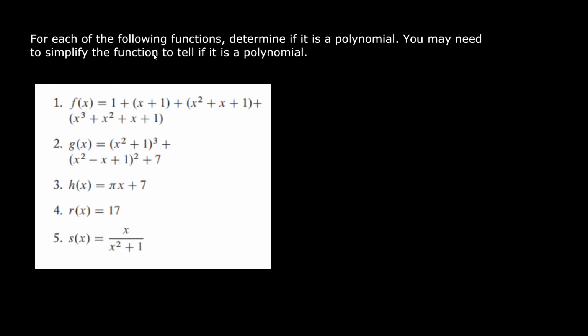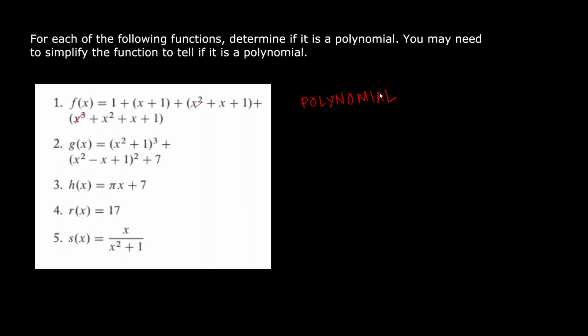For example, for each of the following functions, determine if it is a polynomial. If it is a polynomial, you may need to simplify the function to tell if it is a polynomial. Number 1, by inspection, we already know this is a polynomial. Why? Because it has many terms and it has a degree. So it qualifies as a polynomial. Its degree is 3, because that is the highest possible power.